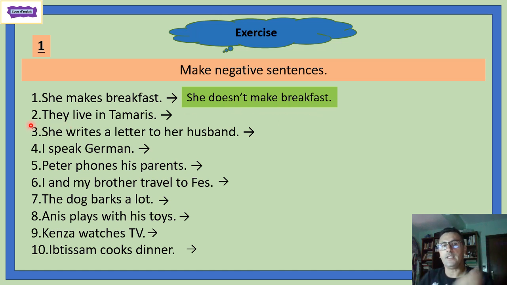2. They live in Tamaris. 3. She writes a letter to her husband. 4. I speak German. 5. Peter phones his parents. 6. I and my brother travel to Fez.